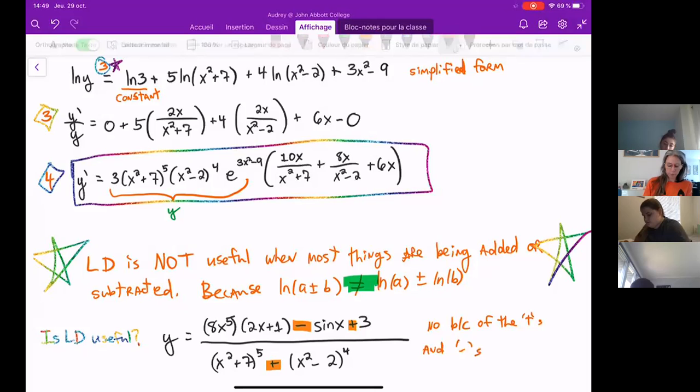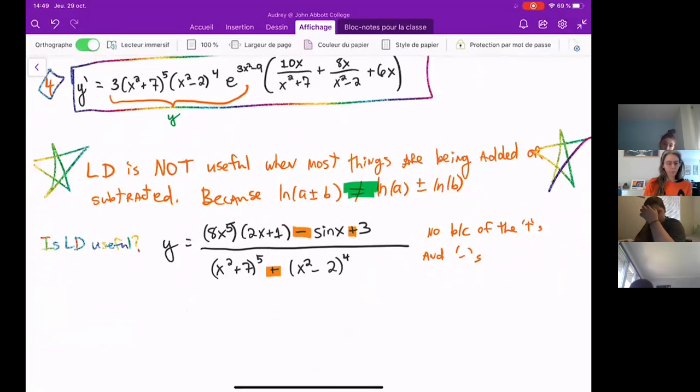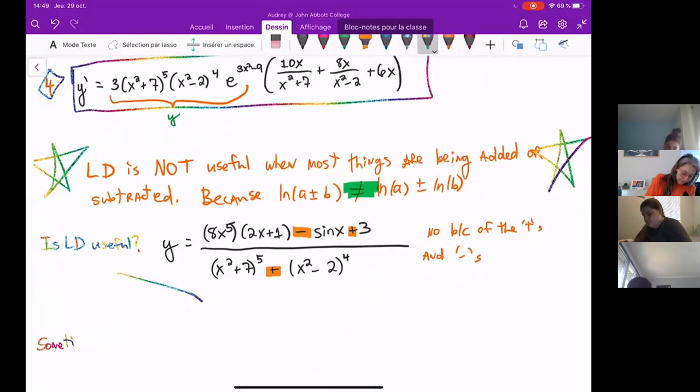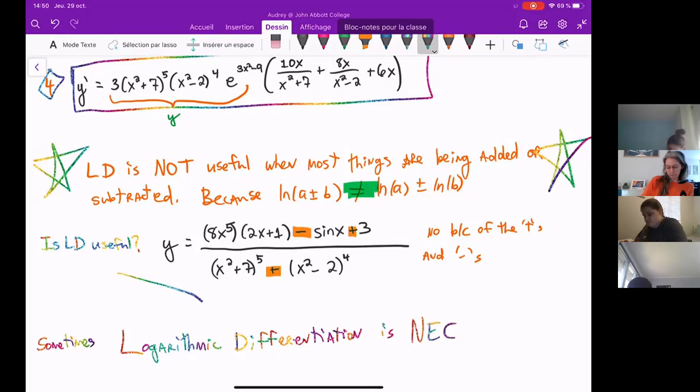Okay, so can I move down now? You guys have that down? Okay. So sometimes logarithmic differentiation is necessary.